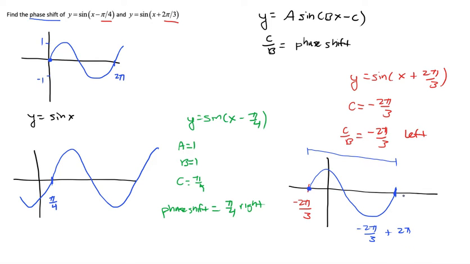So what does that make this point here? Well, we just add these together. Of course, we need the LCD, so 2 pi becomes 6 pi over 3. Negative 2 plus 6 gives us 4 pi over 3. That's going to be this point right here. This point here is the point 4 pi over 3.